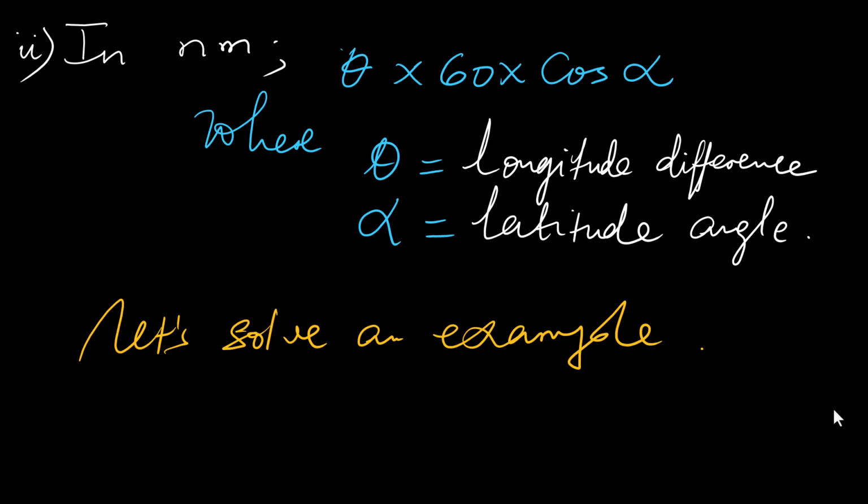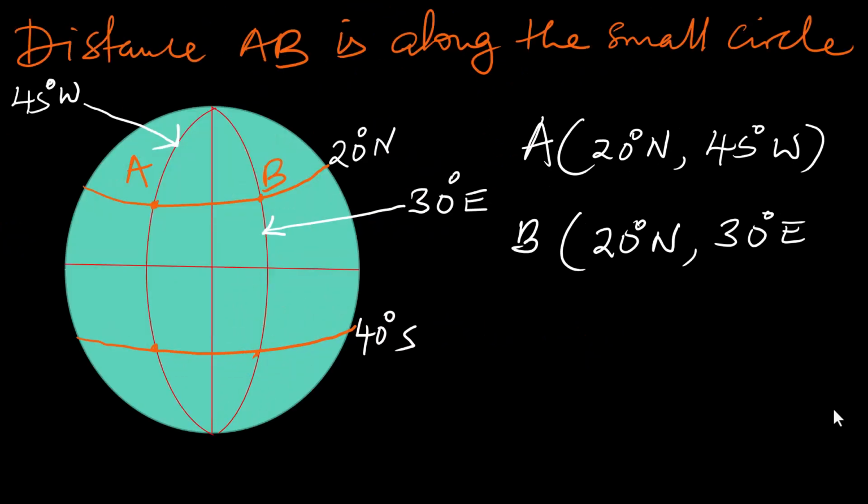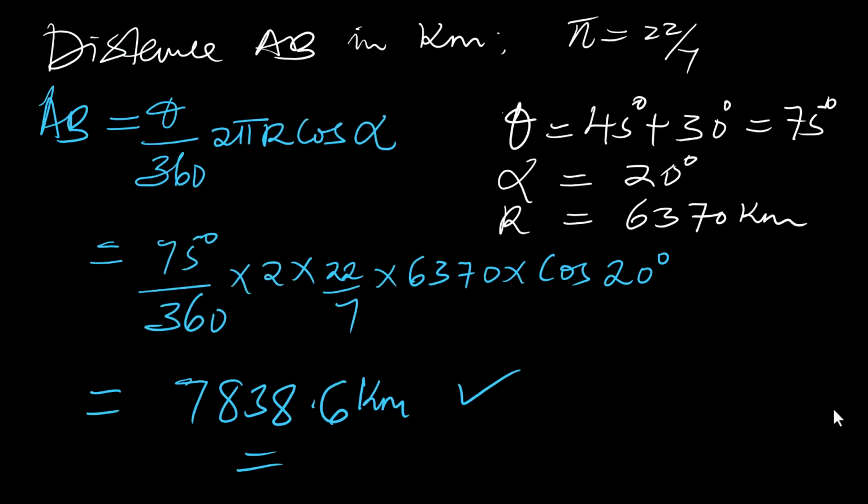Let's solve an example. Now you have these 2 points A and B. They lie along the small circle or the parallel of latitudes. So we have A 20 degrees north, 45 degrees west. Then we have B 20 degrees north, 30 degrees east. So that is distance along the parallel of latitudes or distance along the small circle. Now how do we get that distance in kilometers? We get it by theta over 360 times 2 pi r cosine of alpha.